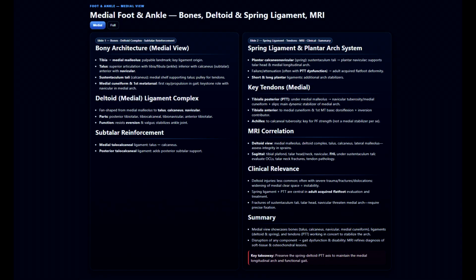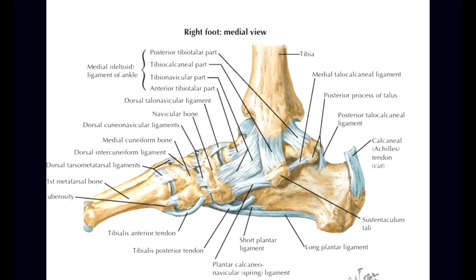Let's now turn to the medial view of the right foot, one of the most complex and clinically significant perspectives in foot and ankle anatomy. This view allows us to appreciate the intricate relationship between bones, ligaments, tendons, and the supportive structures that maintain the stability of the medial longitudinal arch, which is essential for locomotion and weight-bearing. The images you see here provide both a classical anatomical dissection and MRI correlation, bridging pure anatomy with real-world clinical imaging.